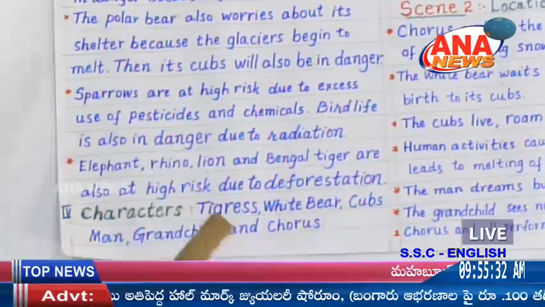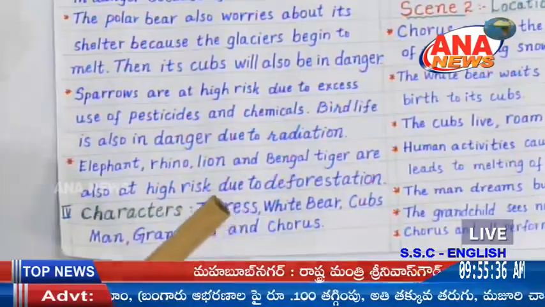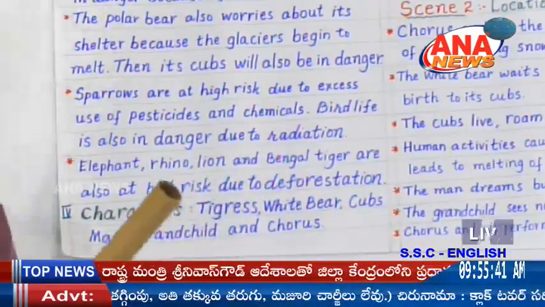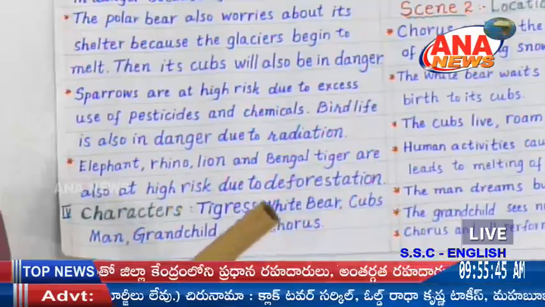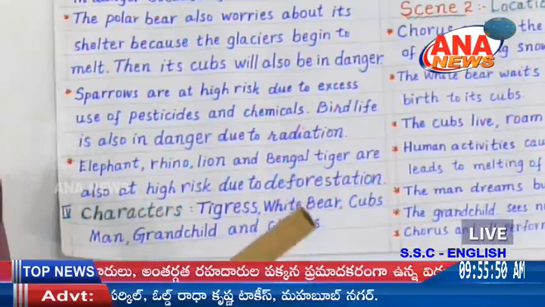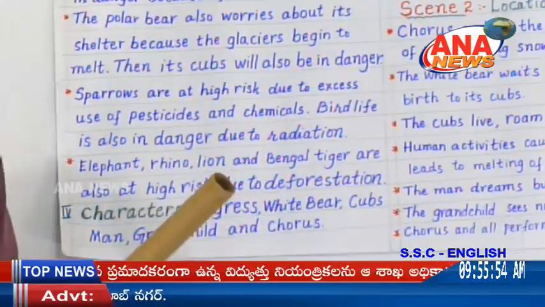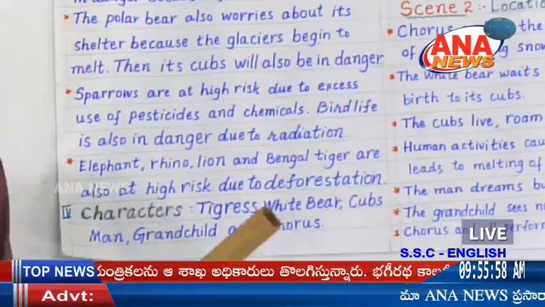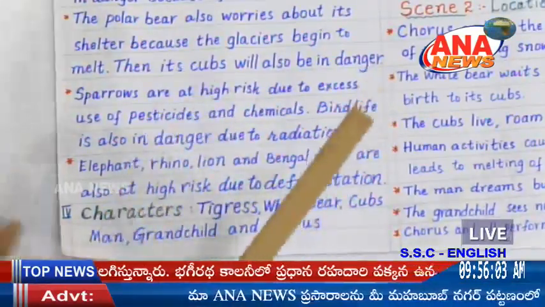And some other animals, elephants, rhinos, lions, and Bengal tigers, are also at high risk due to deforestation. Man has begun to deforest, cutting down trees. Because of that, the shelter of the wildlife, the habitat of the wildlife has been disturbed. So, all the animals will disappear if the environment is not protected.